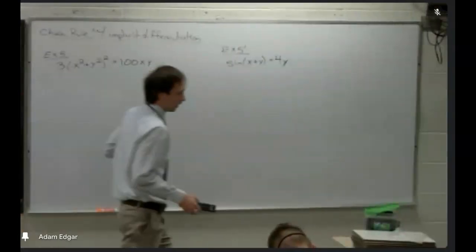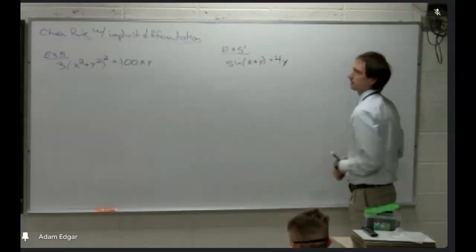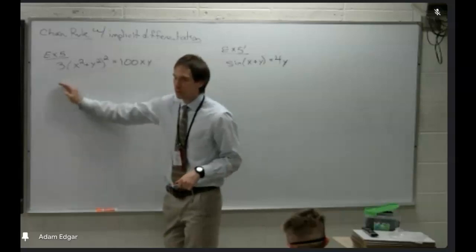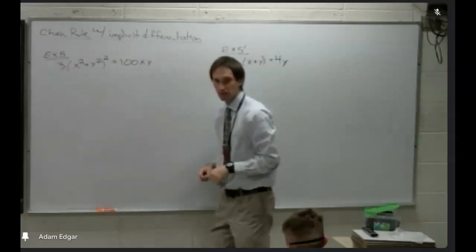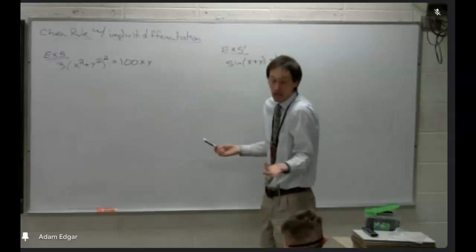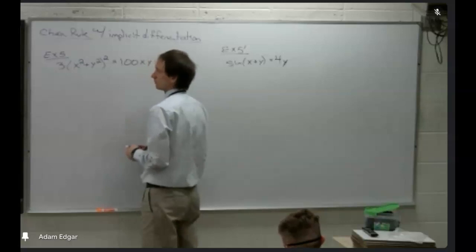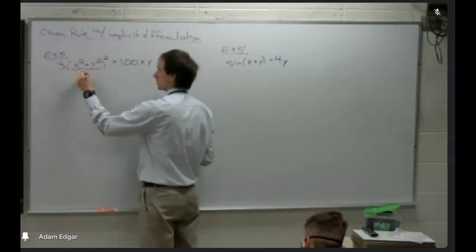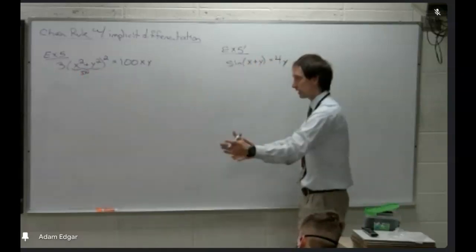All right, so example 5. In order to differentiate the left side, what rule do we have to use? Chain, yeah. What's the inside part? X squared plus y squared. So that right there is your inner part. And then the outer part says 3 times the inside squared.